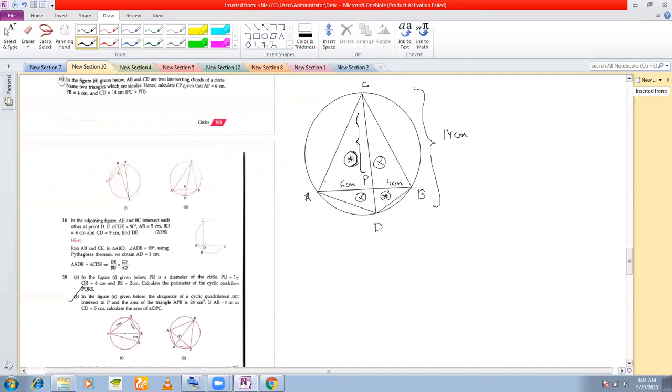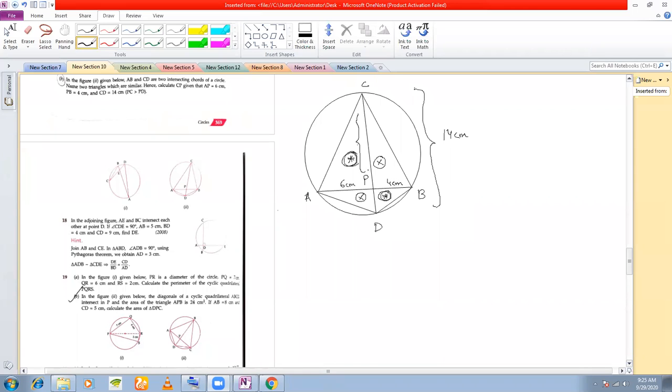So which triangles should I prove similar, or at least name similar? The star one or the cross one? I will prove the star one. Okay, we are going to prove that the two star triangles are similar.